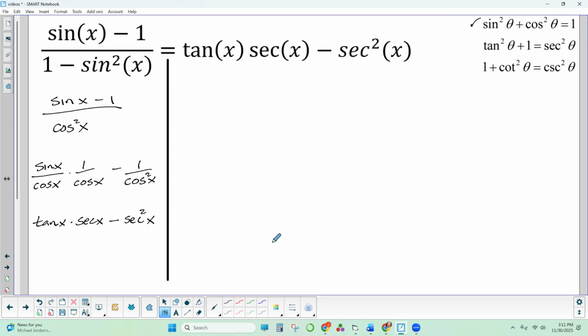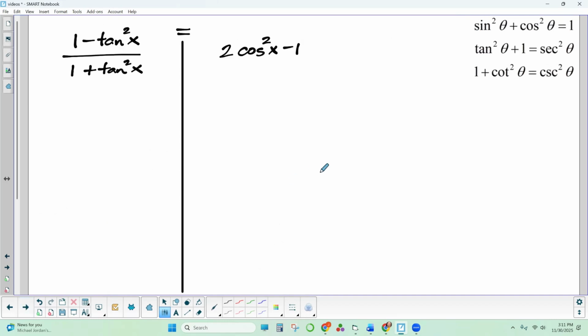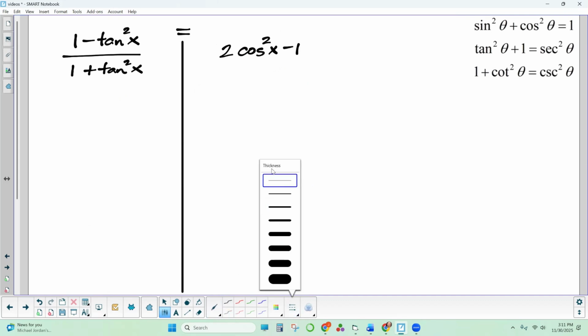Okay? So let's look at one more example. So here we've got this one. And I am going to work with the right. And so that decision is based on this. I'm just kind of thinking out loud here.